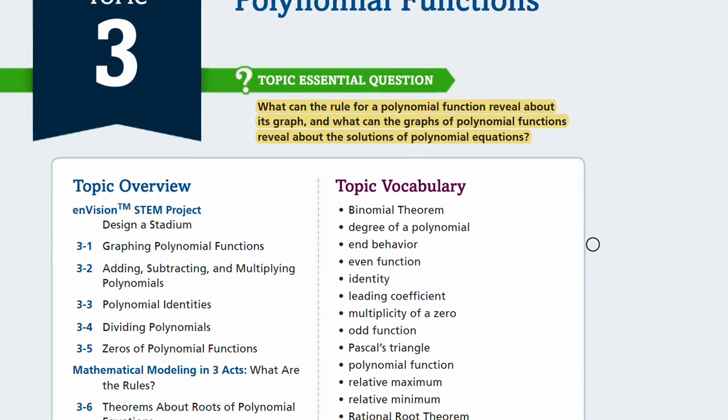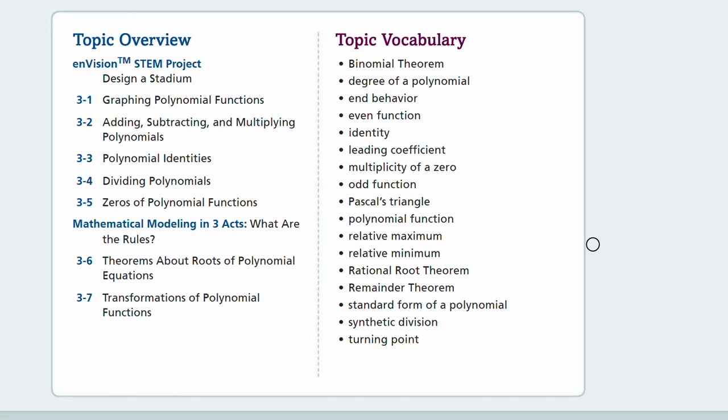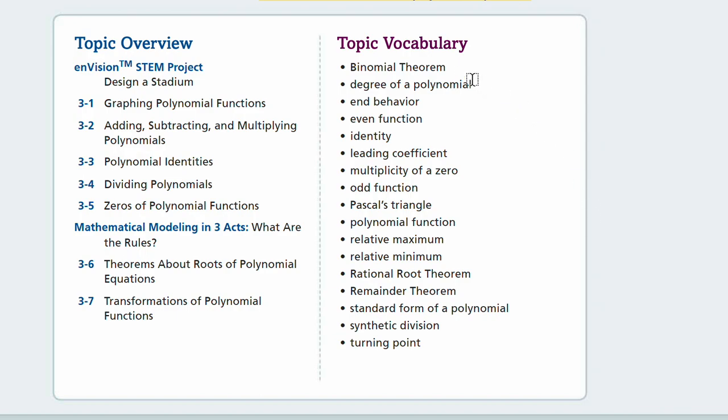So we do have a lot of topic vocabulary here: binomial theorem, degree of a polynomial, end behavior, even function, identity, leading coefficient, multiplicity of a zero, odd function, Pascal's triangle, polynomial function, relative maximum, relative minimum, rational root theorem, remainder theorem, standard form of a polynomial, synthetic division, turning point.